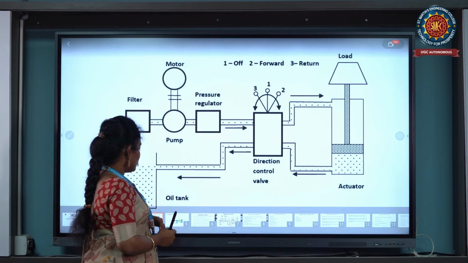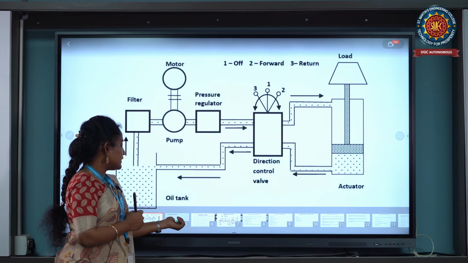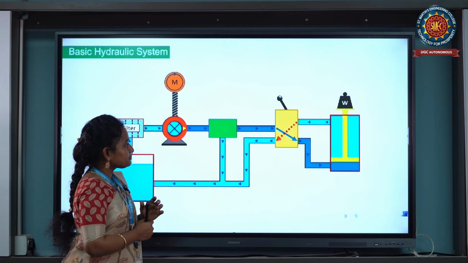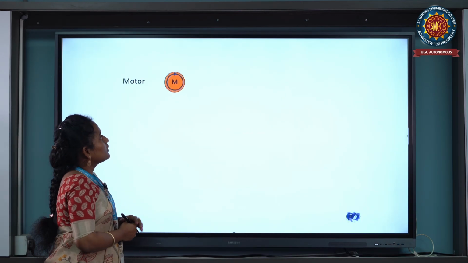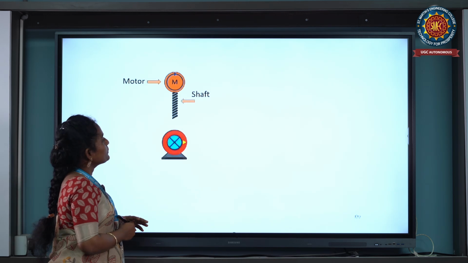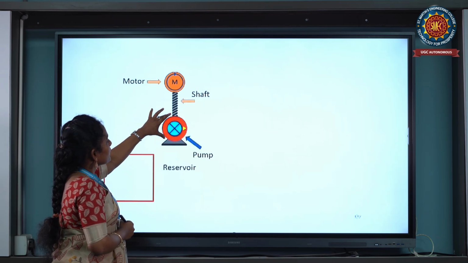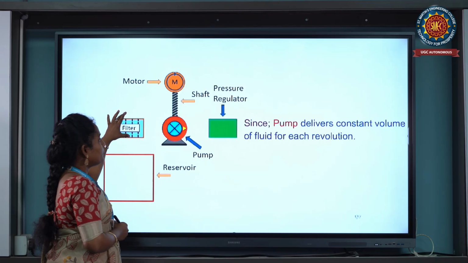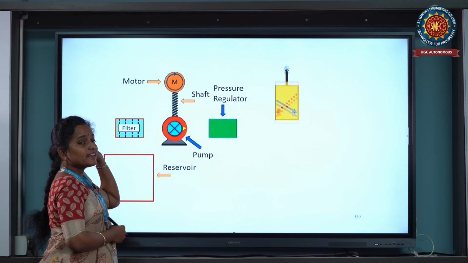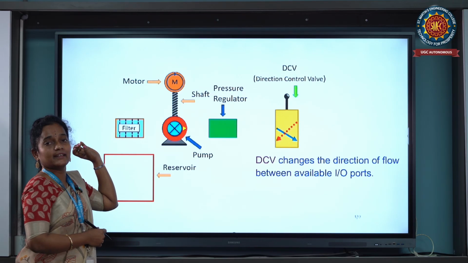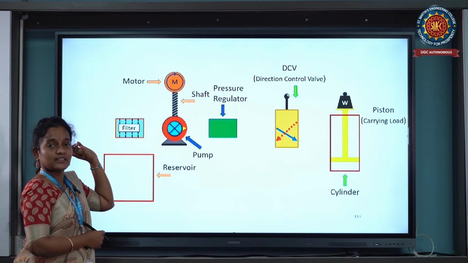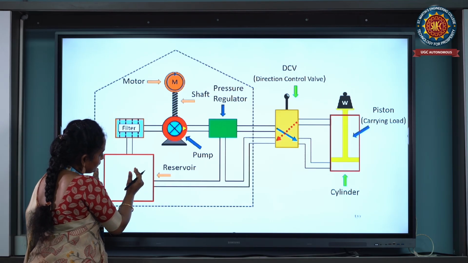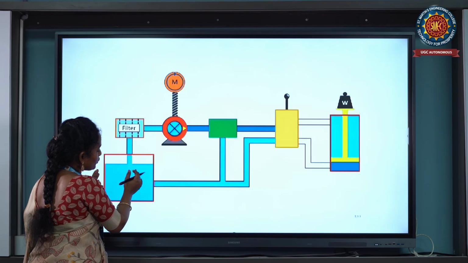Now you have to look at the hydraulic system video, so you get a clear idea about this. See here, this is a hydraulic system. Generally the motor is placed above the system. This is the shaft and the motor, and this is the pump. The pump is driven by the motor only. Here a filter is placed. The filter is mainly used for filtration, to remove dust particles and any unwanted particles. The reservoir is mainly used to collect and store the oil.